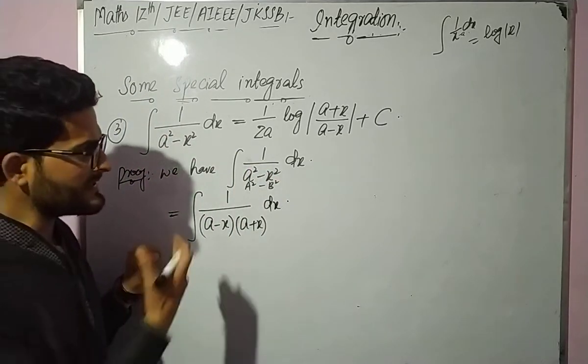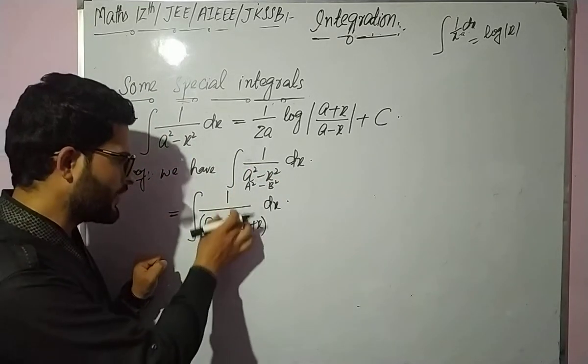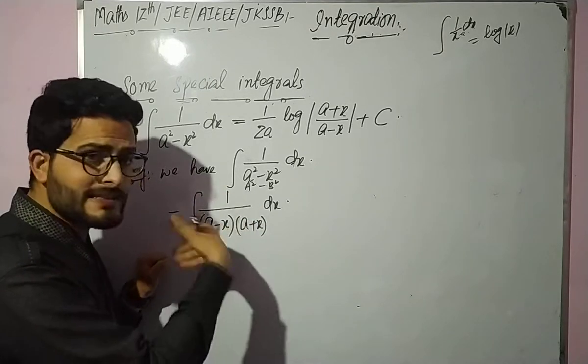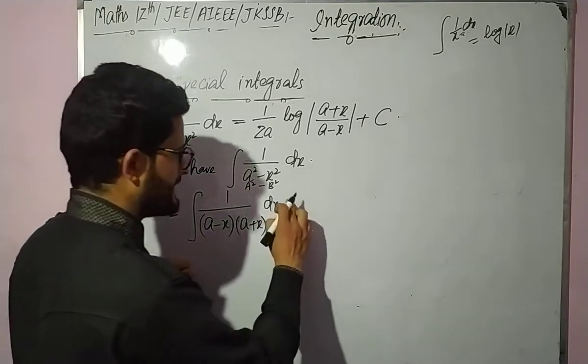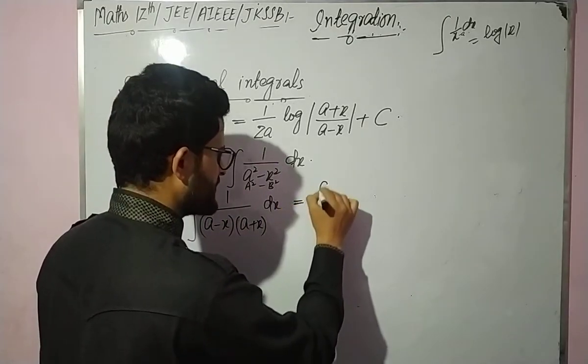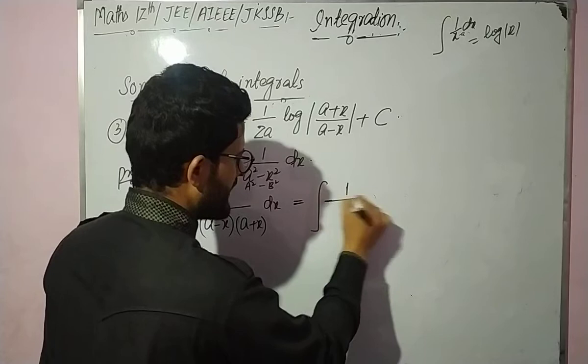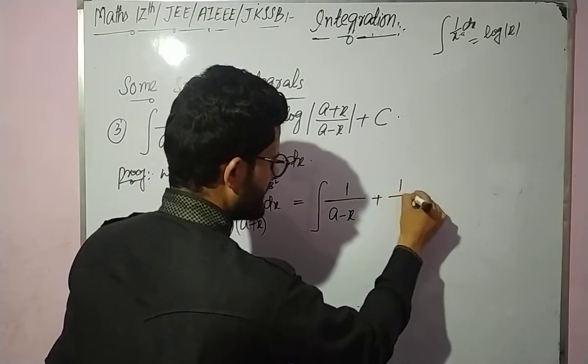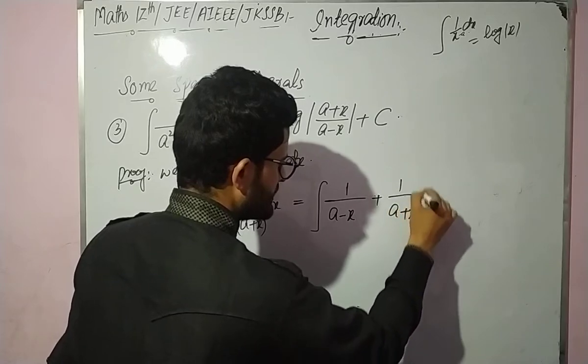जैसे हमने प्रीवियस थ्योरम में इस इंटीग्रैंड को स्प्लिट किया था, इसी तरह इस इंटीग्रैंड को भी हम स्प्लिट कर देंगे. कैसे? Can be written as integration of 1 divided by a minus x plus 1 divided by a plus x, whole dx.